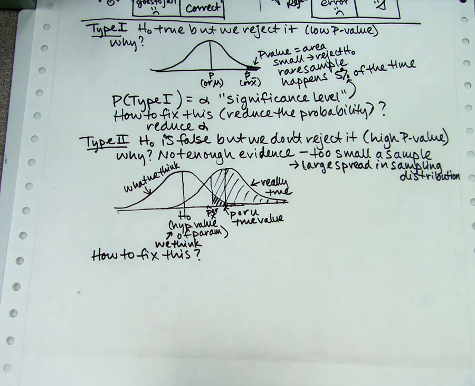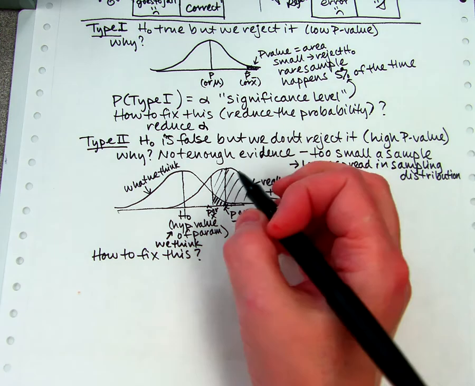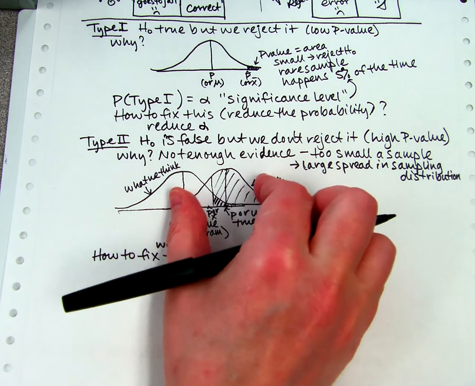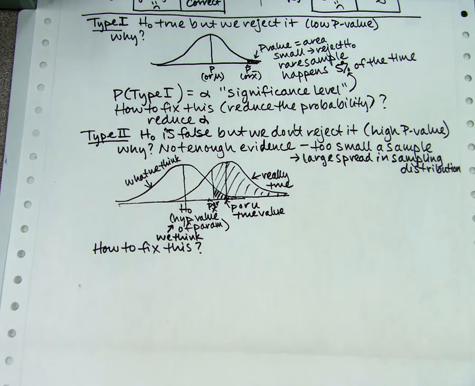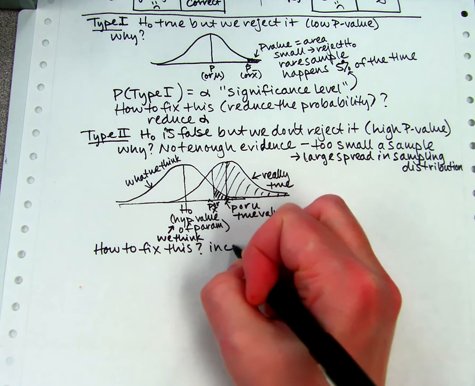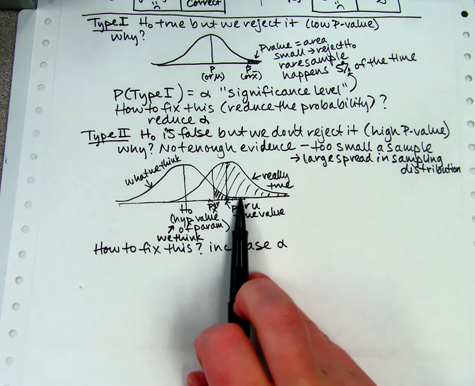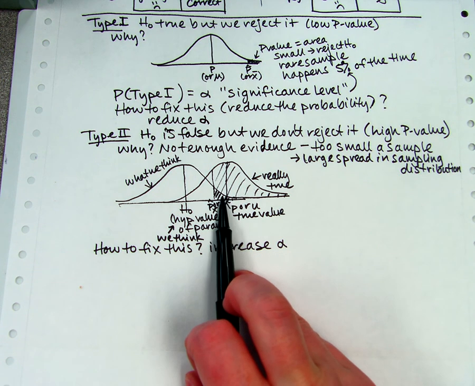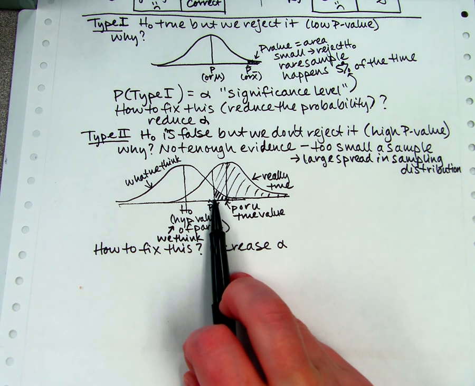And to reduce it, I gave the hint up here where it's saying not enough evidence usually means too small of a sample. Because if you make your sample bigger, that would reduce the spread of this and it would make you more likely to reject. And that's what we want. So there's two ways to fix it actually. One way would be to increase your alpha value. And that would be saying, okay, well, maybe 5% would not reject, but maybe 10% would. Maybe this is a 10% right here. And I could reduce my chances. I'd be more likely to reject the null if I had a bigger alpha.